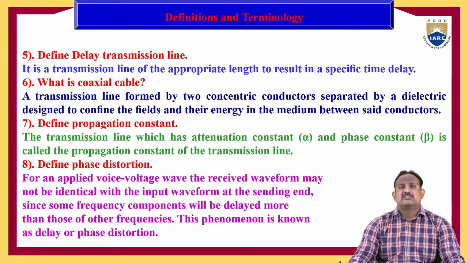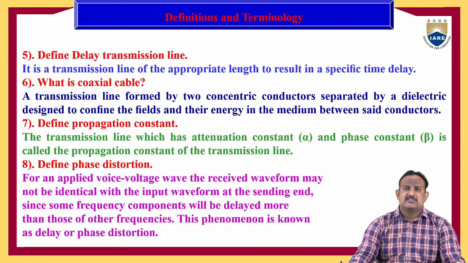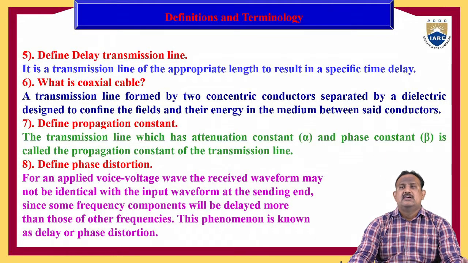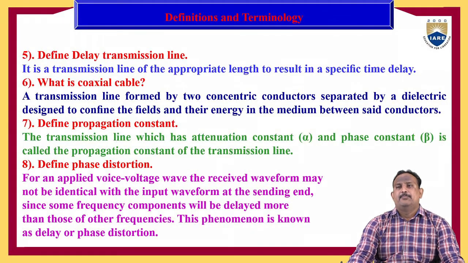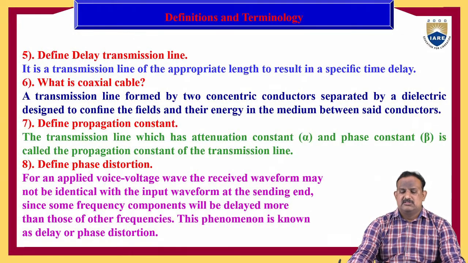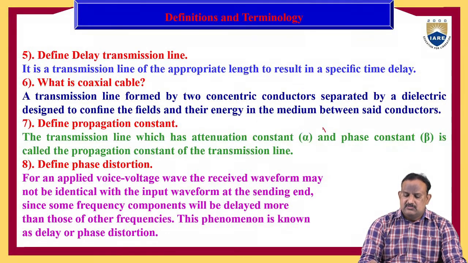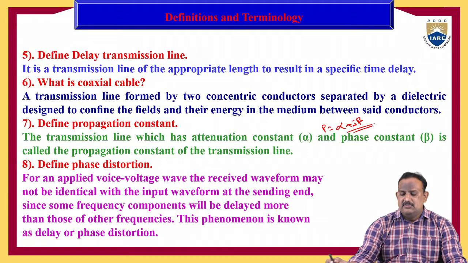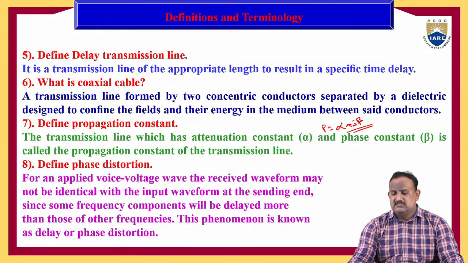Define propagation constant. The transmission line which has attenuation constant alpha and phase constant beta is characterized by the propagation constant. A combination of both the attenuation and phase constants gives the propagation constant, which is gamma equal to alpha plus j beta, where alpha is the attenuation constant and beta is the phase constant.